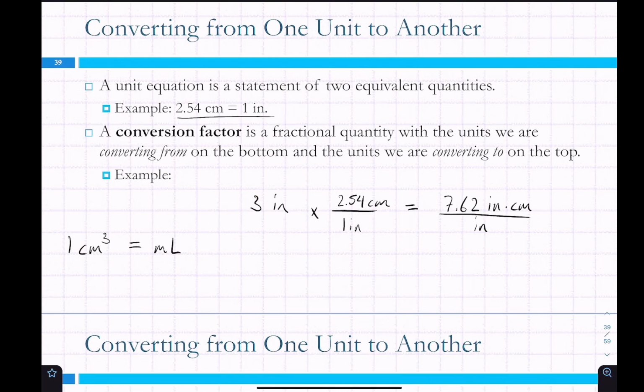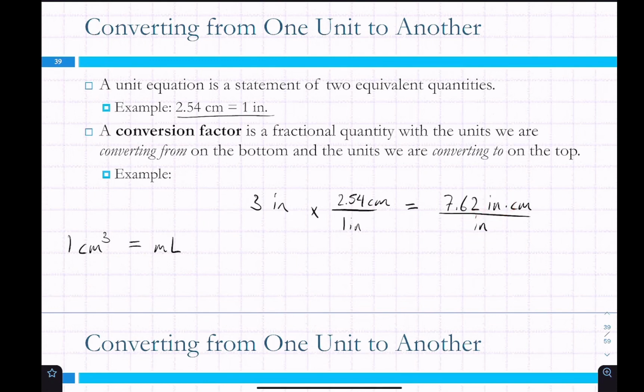So now we've got inches divided by inches. Those cancel out, just like x divided by x would. And so we're left with 7.62 centimeters.